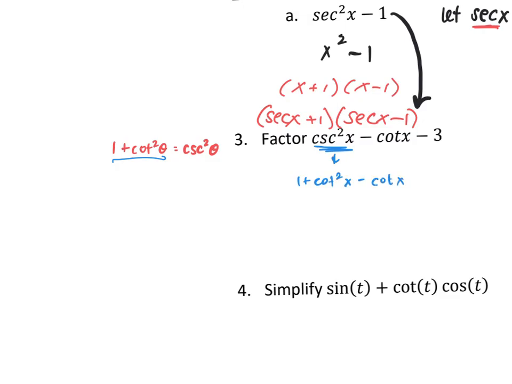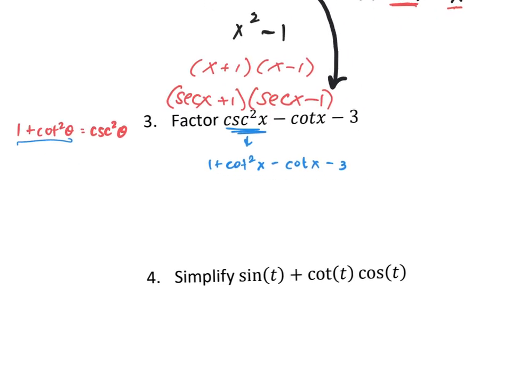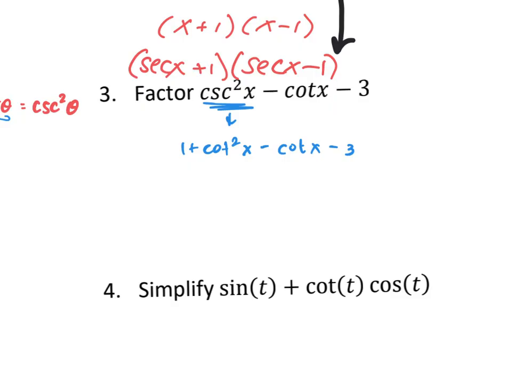And now everything has the same trig function. So let me clean this up a little bit. 1 minus 3 is negative 2. So to rewrite this, I'm going to write cotangent squared x minus cotangent x minus 2. And then we can factor, okay?